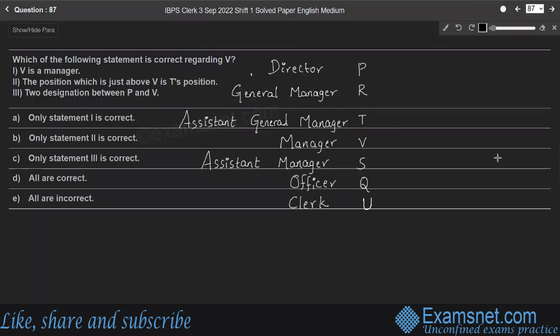Question 87. Which of the following statement is correct regarding V? Here V is manager, a correct statement. One position which is just above V is T's position. Therefore, second statement is also true. And the third one, 2 designations between P and V. Yes, there are 2 designations, general manager and assistant general manager. Therefore, third statement is also correct. Therefore, all 3 statements are correct. Therefore, option D, all are correct, is the right answer.